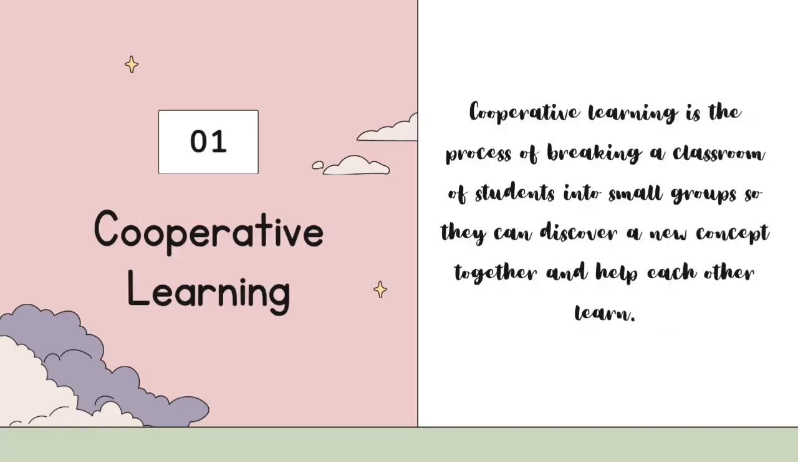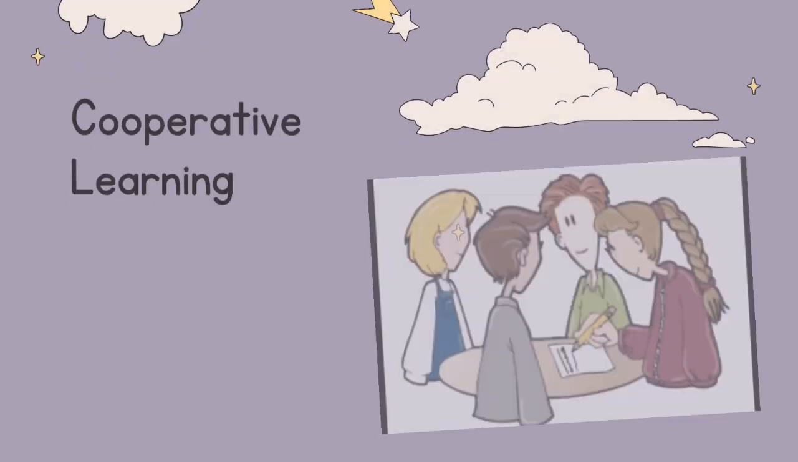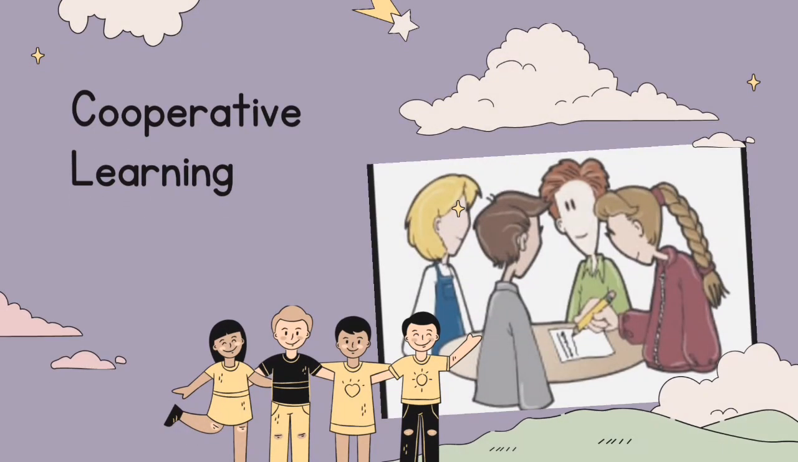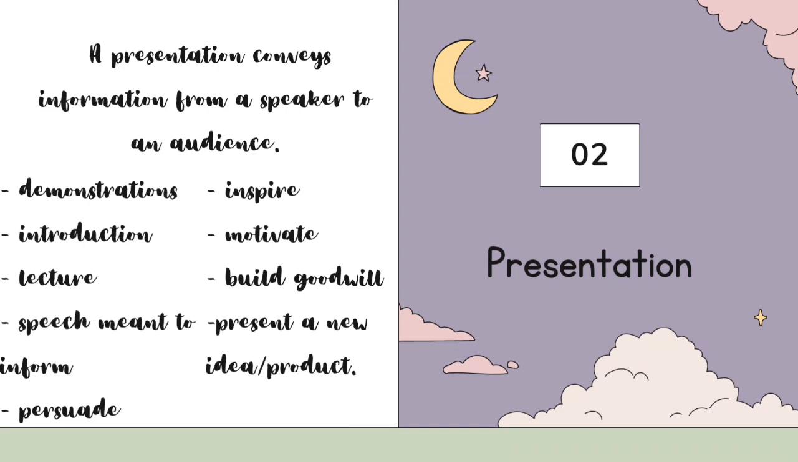Now let's have cooperative learning, which is the process of making a classroom of students into small groups so they can discover new concepts together and help each other to learn. So this is an example of cooperative learning. Next is the presentation, which conveys information from a speaker to an audience. It means to present, like in the given picture.